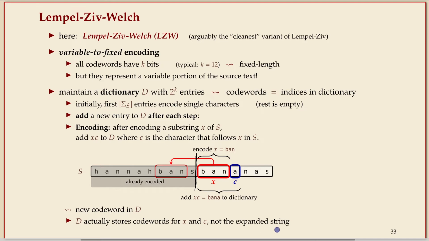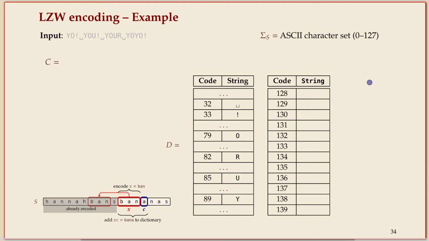All right, and nitpick in terms of space, you don't really have to copy these strings. Instead, you can say, I'm storing a code word X, that's the one I repeated, and then just a single new character. So these entries in the dictionary, they're all just 2 numbers. Let's see how this works on an example, and I think that will make it clear.